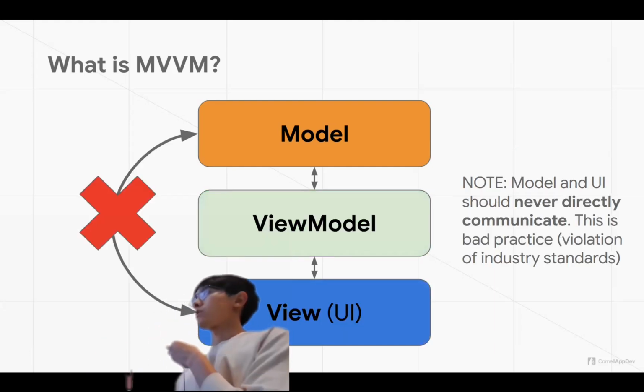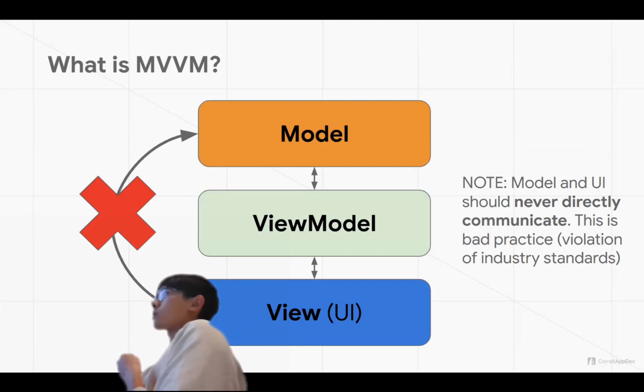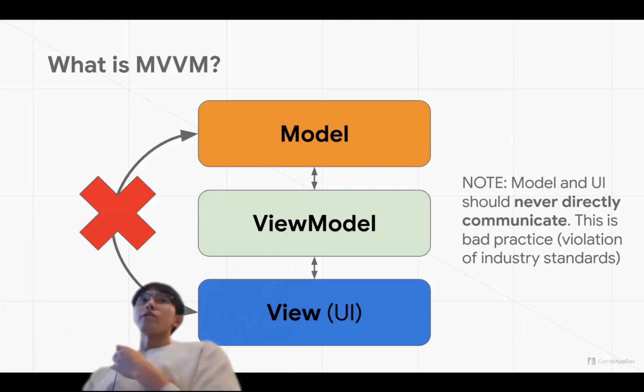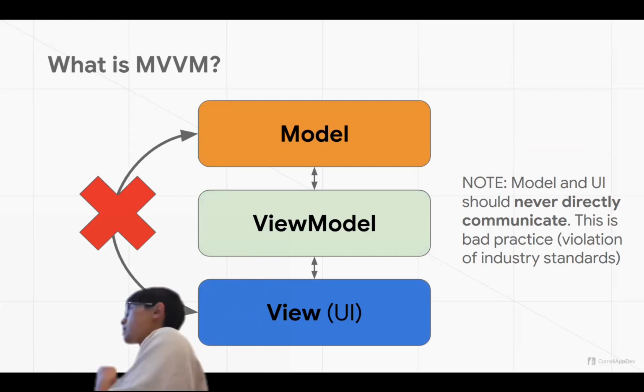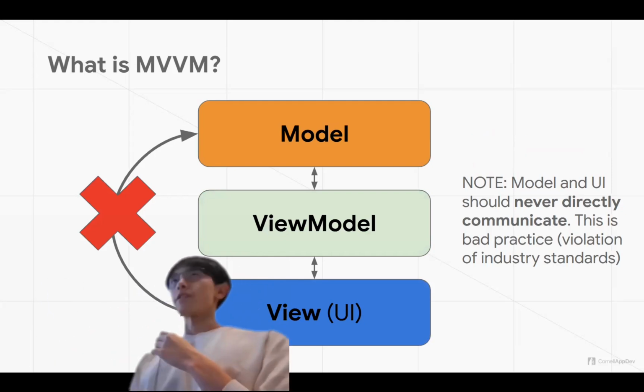As a bit of a side note, not that important, the model and the UI should never directly communicate. It's bad practice. And so more or less the view should only really get stuff from the view model, which might require you to write extra code at some points, but just for practice and maintaining the structure, this is generally a bad idea.